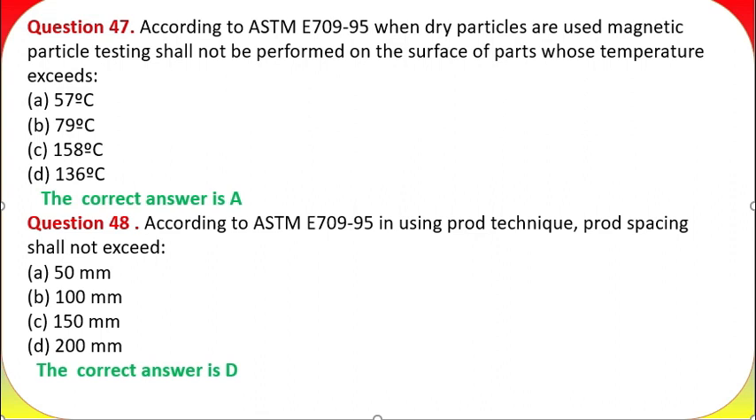Question 48. According to ASTM E709-95, in using prod technique, prod spacing shall not exceed A. 50 mm. B. 100 mm. C. 150 mm. D. 200 mm. The correct answer is D.